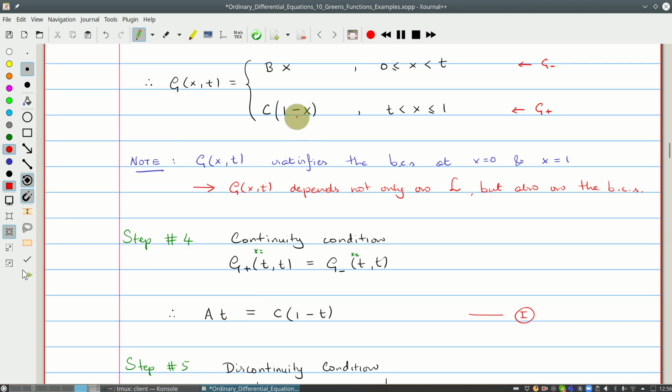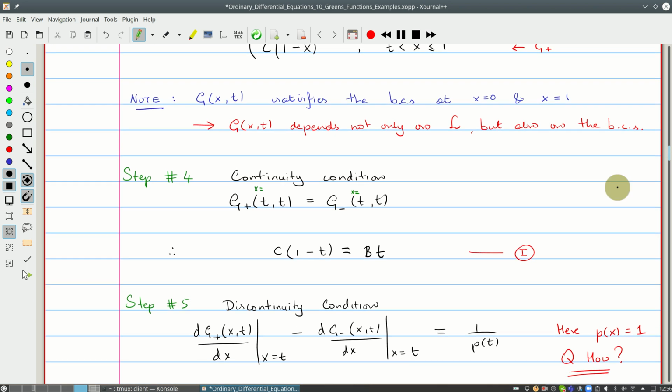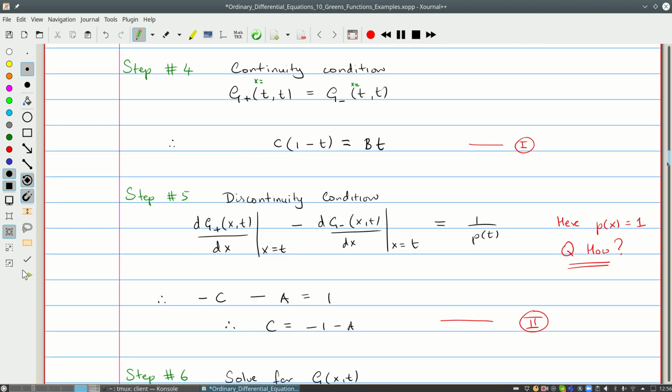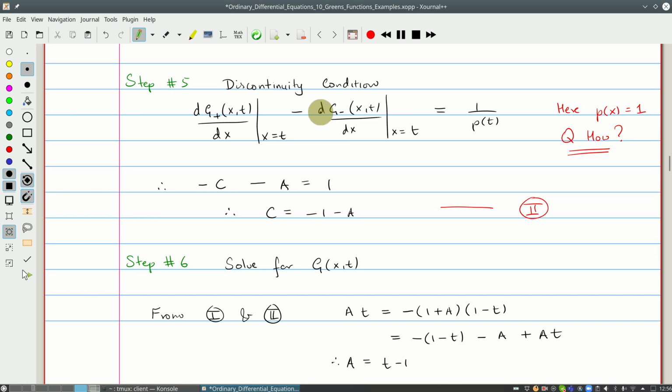Then we've got g plus evaluated when x is equal to t. In fact, it's this one here, my apologies. So c of, let's write this down properly. It doesn't make any difference, but it's good to get things in the right order. Right, so we have c of 1 minus t is equal to b times t, and this is g minus. Okay, so that's one condition, I've labeled it as 1, and then we have the discontinuity condition, which states that the derivative of g plus evaluated at x is equal to t minus the derivative of g minus at x is equal to t is equal to 1 over p of t.